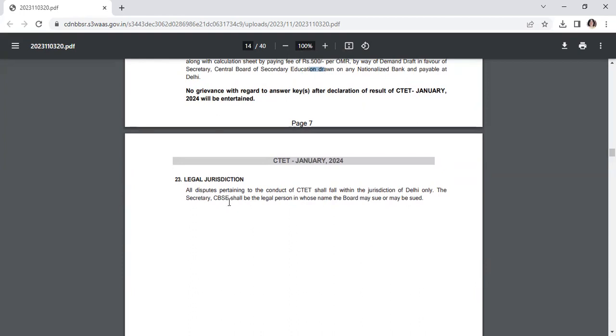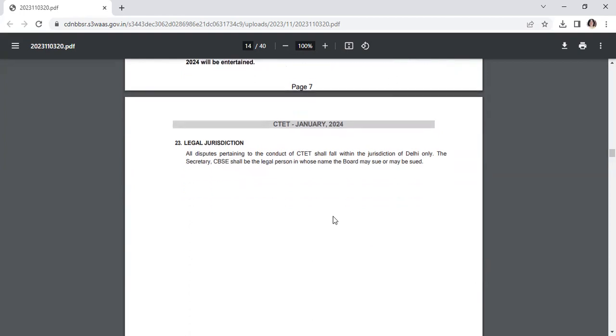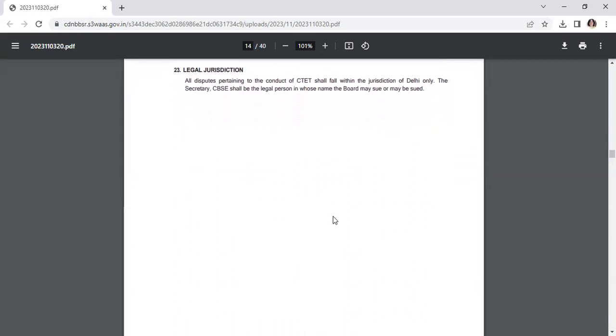Legal jurisdiction. All disputes pertaining to the CTET shall fall within the jurisdiction of Delhi only. The Secretary, CBSE shall be a legal person whose name the board may issue or may be issued.